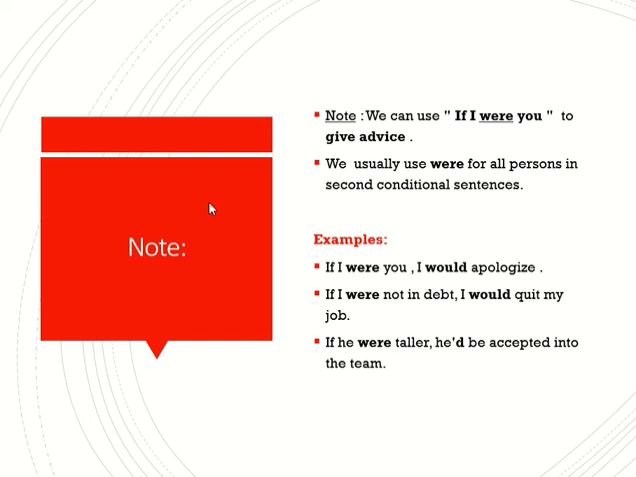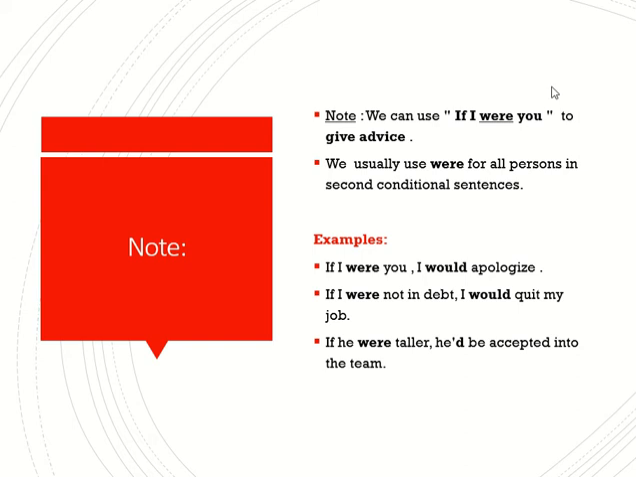Notes. Here you have to focus very well on the note. First, we can use if I were you. We use this expression, if I were you, to give advice. So for giving advice, you have to say if I were you, then complete your clause. We usually use were for all persons in the second conditional sentences. When we have a second conditional sentence, we use if I were you to give advice. You can say if I were you, if she were you, if he were you, if they were you.